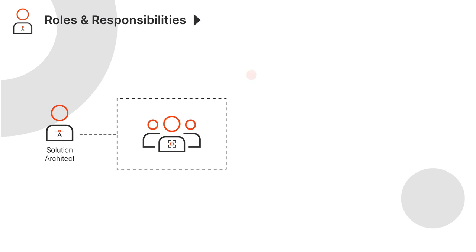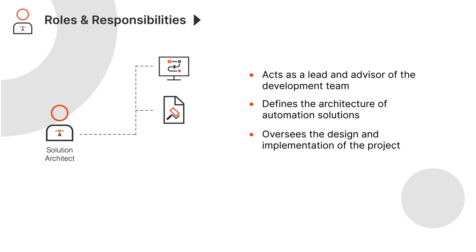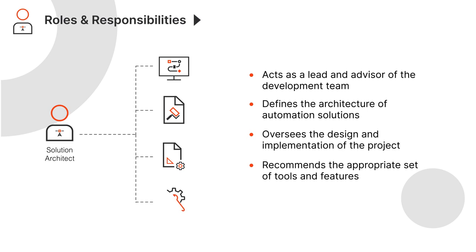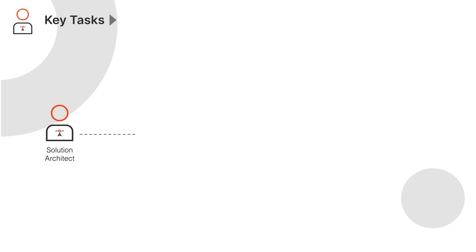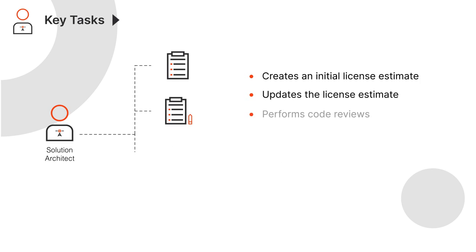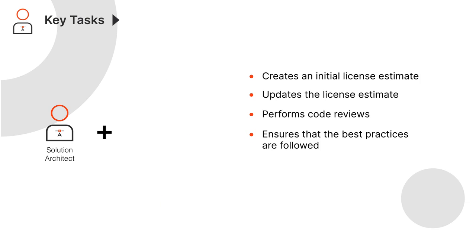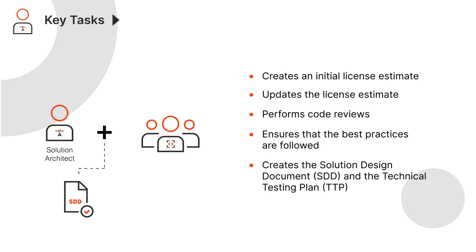A solution architect is primarily the lead and advisor of the development team. Solution architects define the architecture of automation solutions, oversee their design and implementation, and recommend the most appropriate tools and features. Their key tasks are to create an initial license estimate, update the license estimate, perform code reviews, and ensure that technical best practices are followed. It's also expected that solution architects will work with developers to create the solution design document, or SDD, as well as the technical testing plan, or TTP.